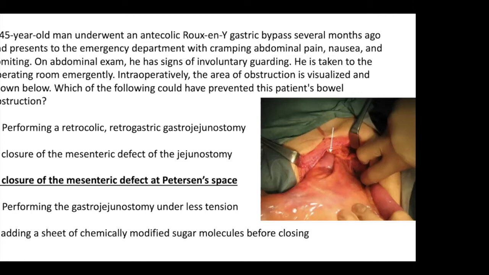But overall, closure of mesenteric defects results in decreased long-term risk of internal hernia. They've done randomized controlled trials. They decreased reoperation for small bowel obstruction within a 3-year period if you close the mesenteric defects. So that's the reasoning behind closing them. The majority of operations that we do are antecolic, but if you do a retrocolic, you're introducing another potential defect.